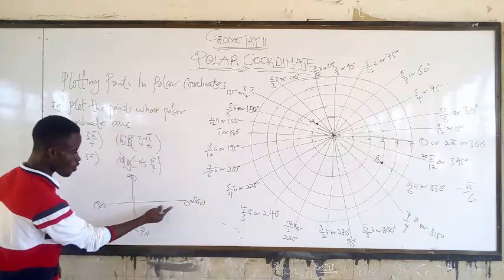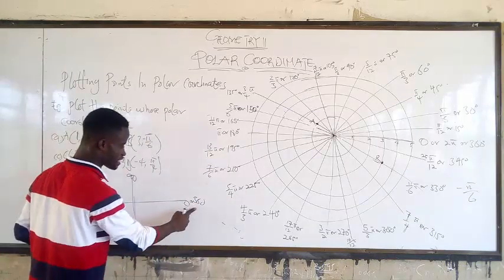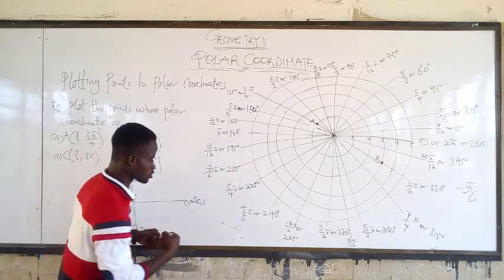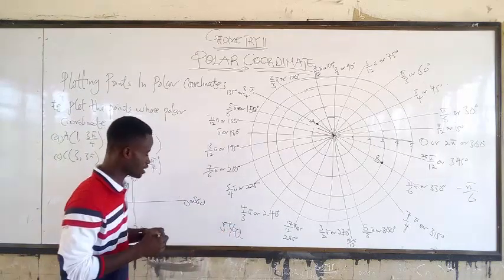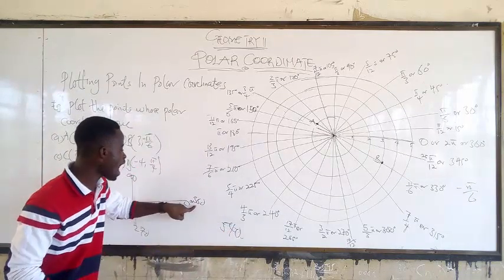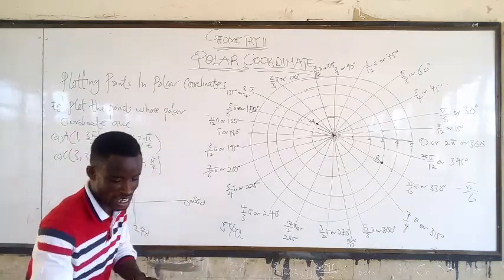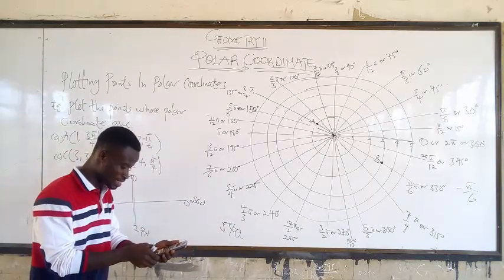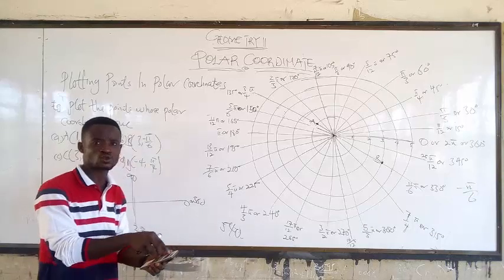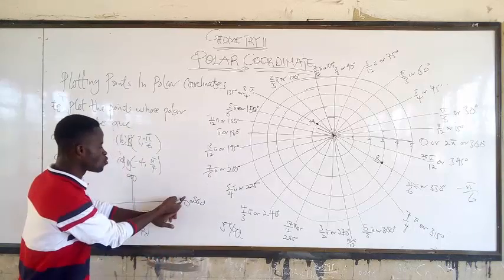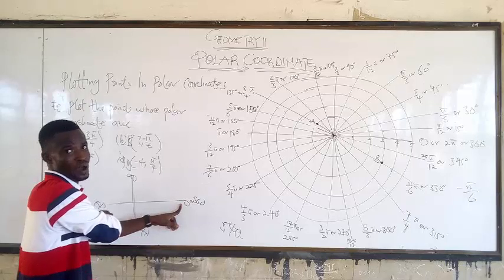360. So from this side to this side, we are getting 360. But we need 540. What do you need to add to 360 in order to get 540? You just take your calculator: 540 minus 360. Oh, that is 180. Then that means you have to move another 180.